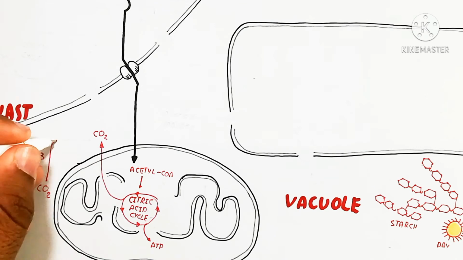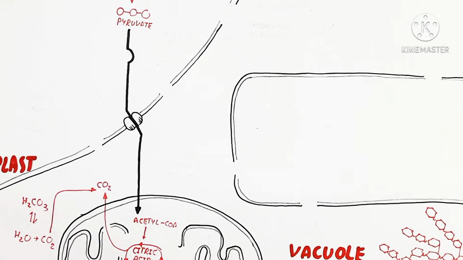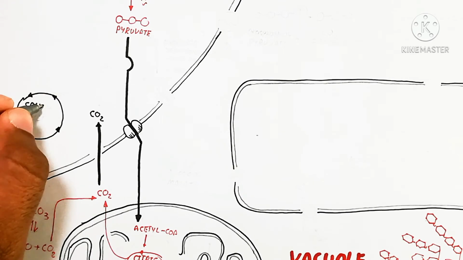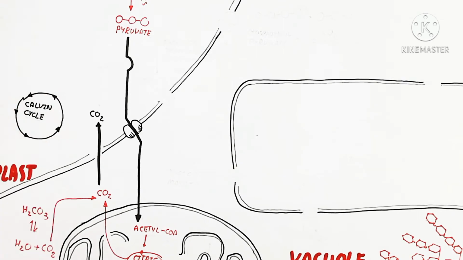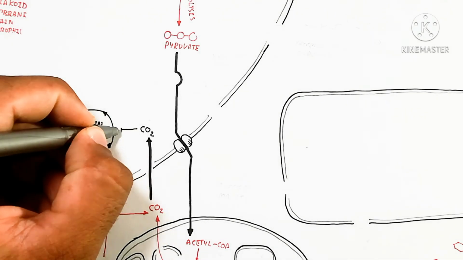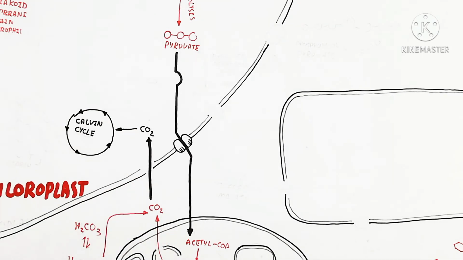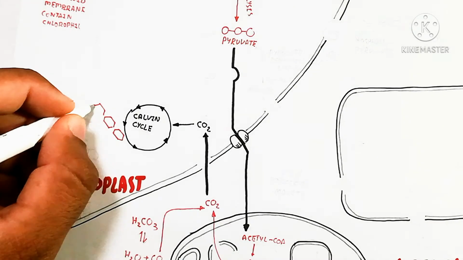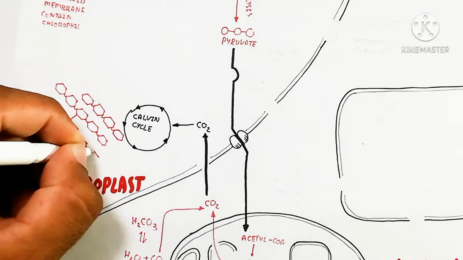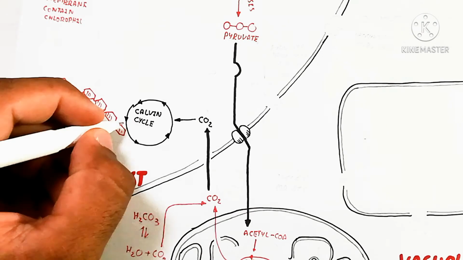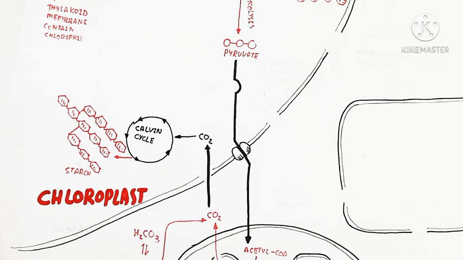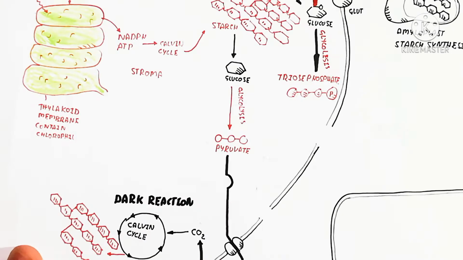On the other hand, the carbon dioxide released in the mitochondria, or hydrogen bicarbonate, also releases carbon dioxide into the cytoplasm to be taken up into the chloroplast. Here is the stroma, which contains the Calvin cycle. In the Calvin cycle the Rubisco enzyme is present, which fixes the carbon dioxide. 3 molecules of carbon dioxide are fixed to produce sugar.